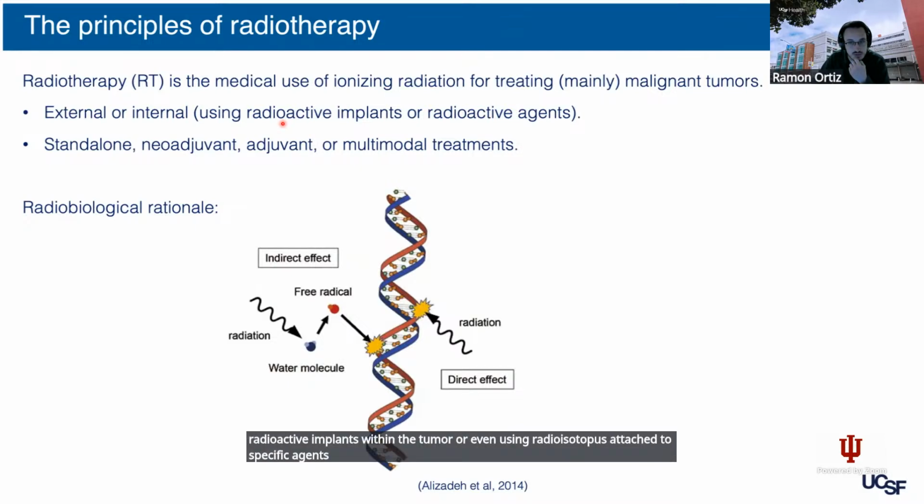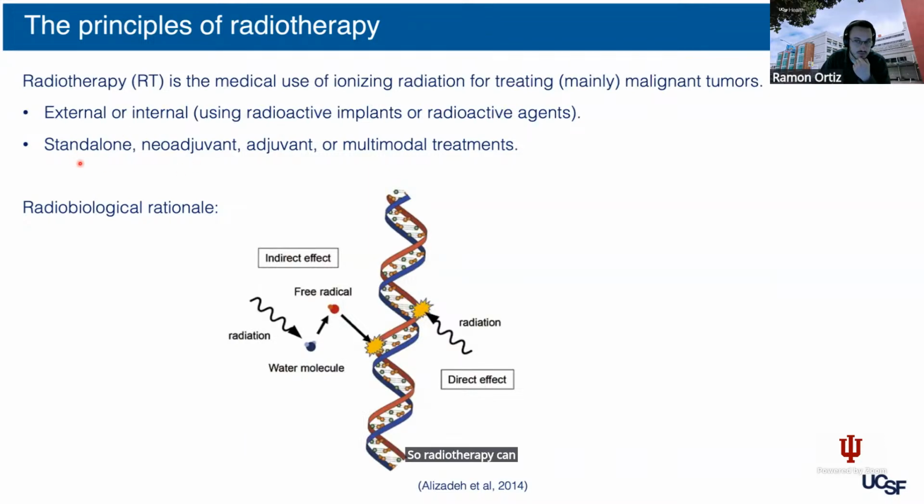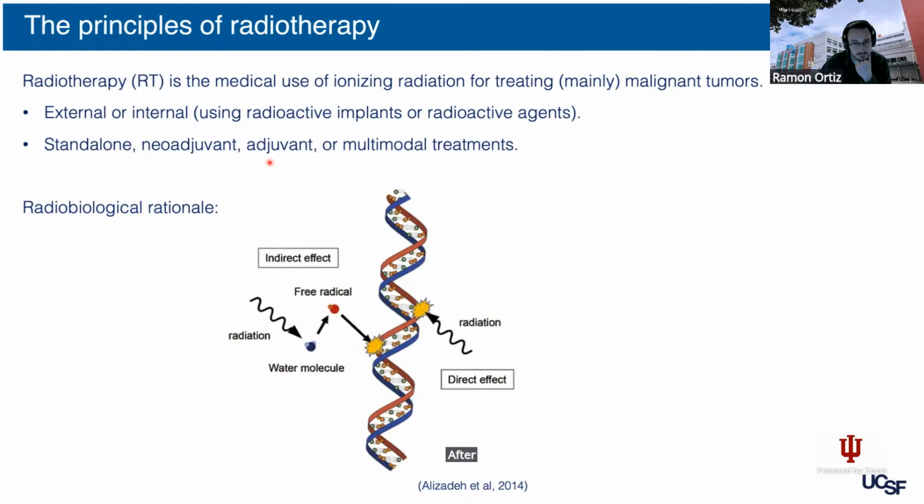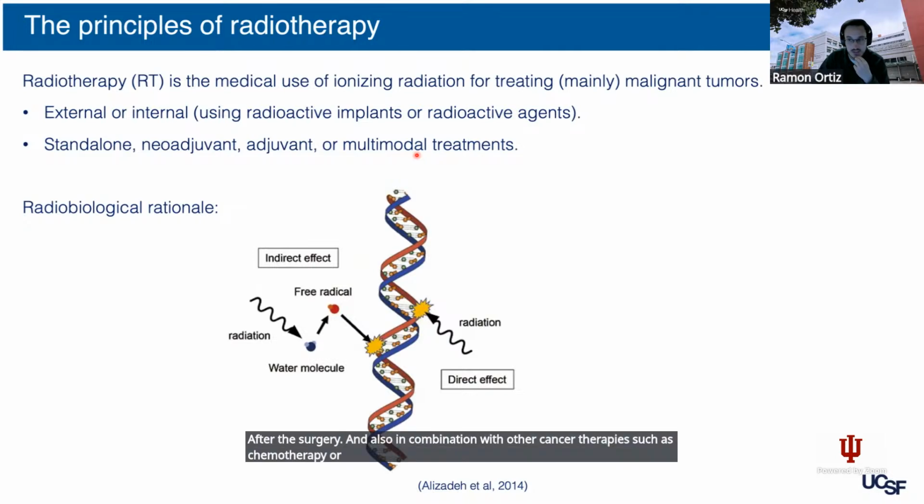So radiotherapy can be used as a standalone primary treatment to eradicate the tumor, as a neoadjuvant therapy, for instance, to shrink the tumor before surgery, as an adjuvant treatment after surgery to kill tumor cells that may remain in the tumor bed after the surgery, and also in combination with other cancer therapies such as chemotherapy or, more recently, immunotherapy.